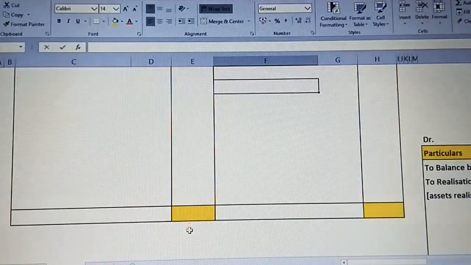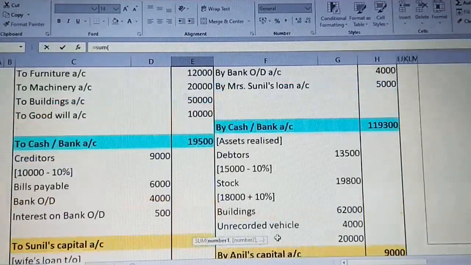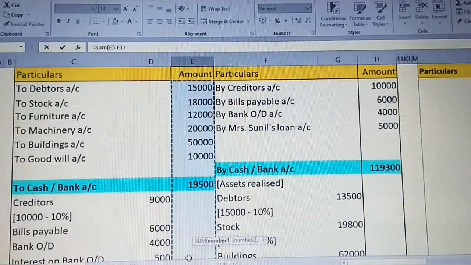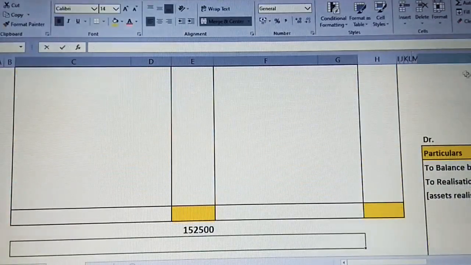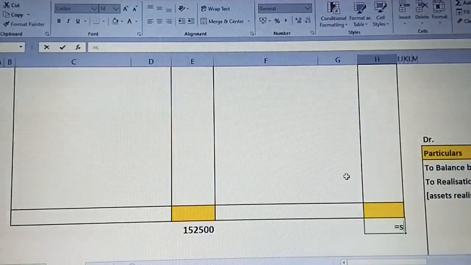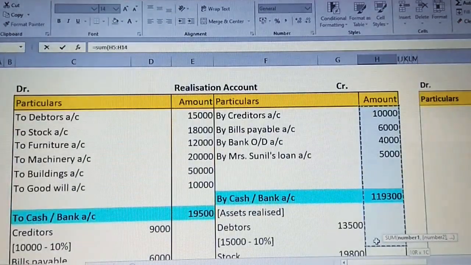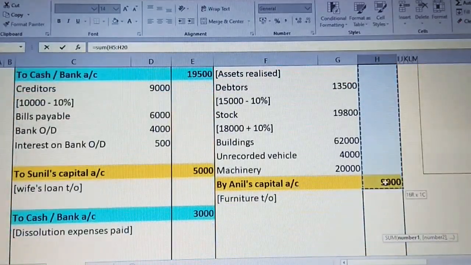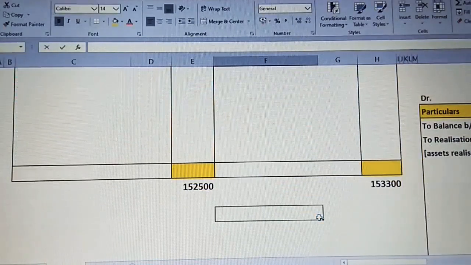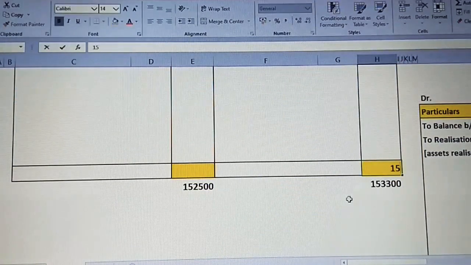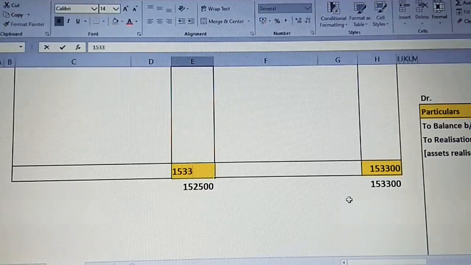Now let us go for the total of whether debit side or credit side is greater. So debit side we are going to check now. So I got 1,52,500 on the debit side. Let us just check on the credit side now. So it's 1,53,300. Now just observe which side is greater. Credit side, yes. 1,53,300. The same is going to be taken. 1,53,300.